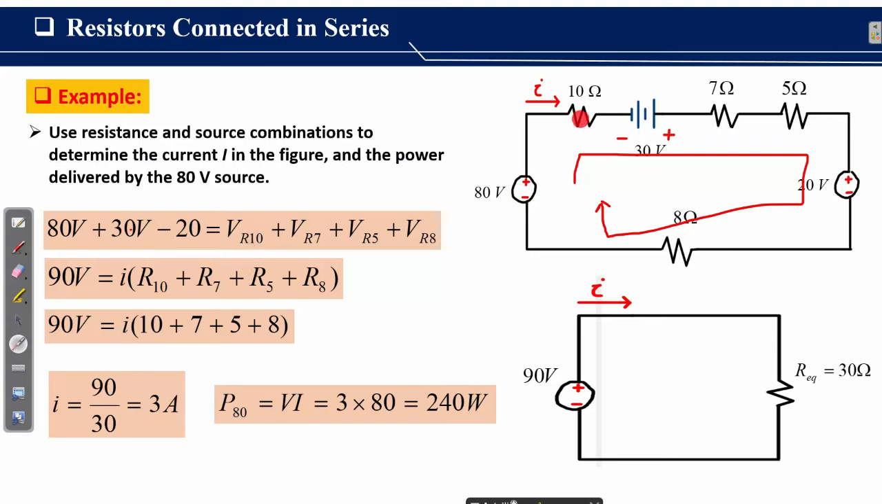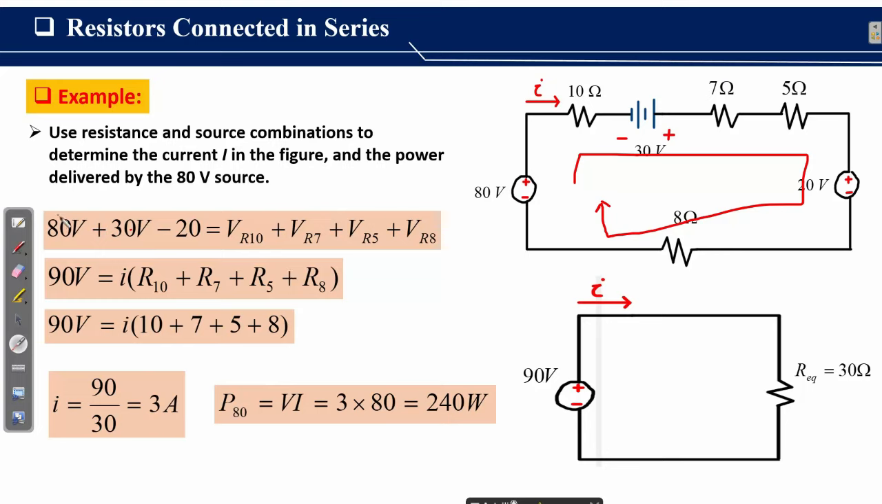VR10 is the voltage drop across this 10 ohm resistor. VR7 is the voltage drop across this 7 ohm resistor. VR5 is the voltage drop across this 5 ohm resistor, and VR8 is the voltage drop across this 8 ohm resistor. Solving the above equation for current I, 90 volt is equal to I into R10 plus R7 plus R5 plus R8. We take common I because the same current I flows across all the circuit elements. Putting the values of R10, R7, R5 and R8 in this expression, we get current I equal to 90 over 30, which is 3 ampere.